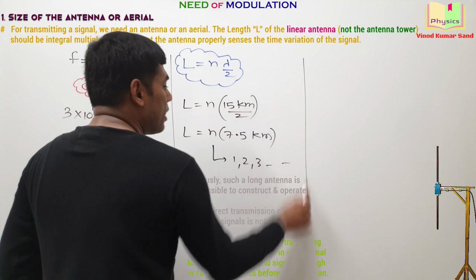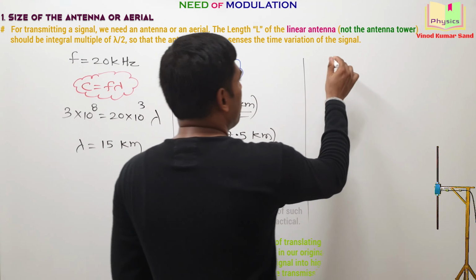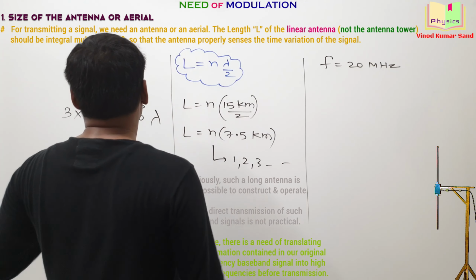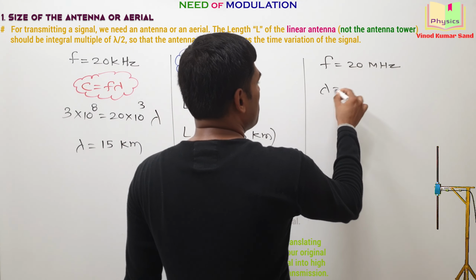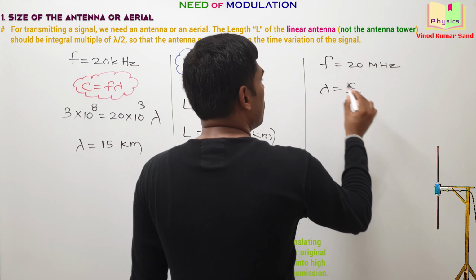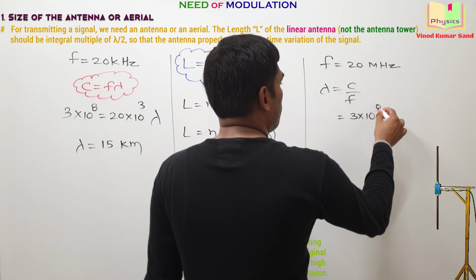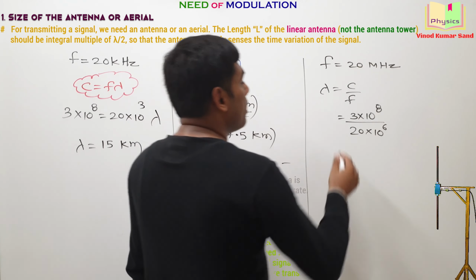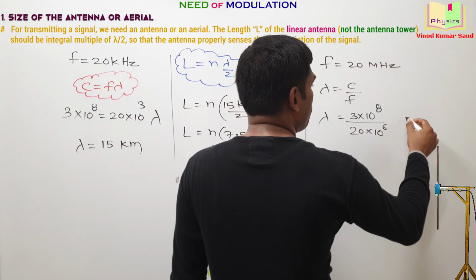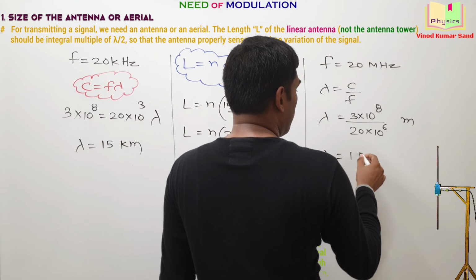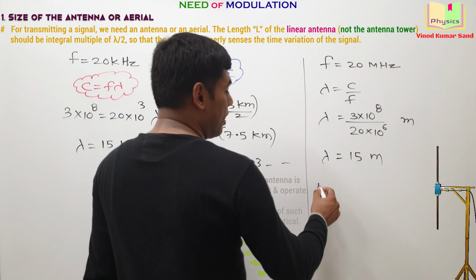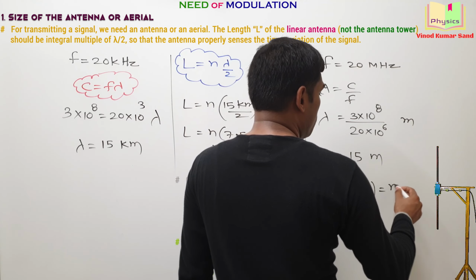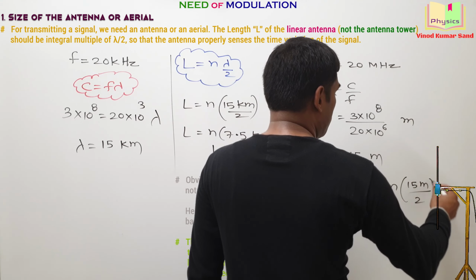For example, I choose another signal having the frequency equal to 20 megahertz. For that signal, I am obtaining lambda, which is equal to c by f. c is known to us, 3 into 10 to power 8. f is 20 into 10 to power 6. This will give you lambda as 15 meters. If lambda is 15 meters, the length of antenna will be n times lambda by 2, which is equal to n times 15 meters by 2.